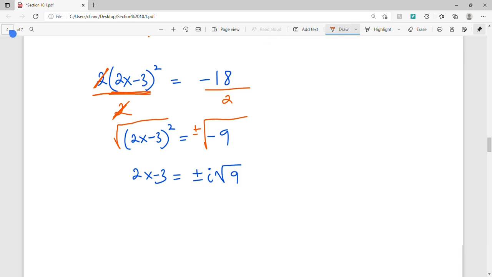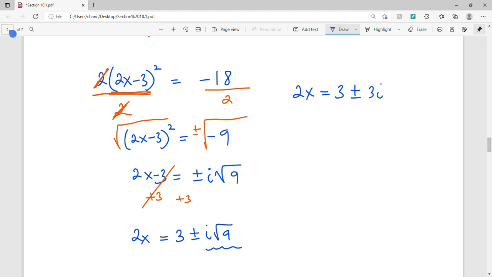Now I could add 3 to both sides. And so we have 2x equals, we always put it in front of the plus or minus, so this is 3 plus or minus i root 9. But wait, I can simplify the square root of 9. The square root of 9 is just 3. So we have 3 plus or minus 3i here on the right.